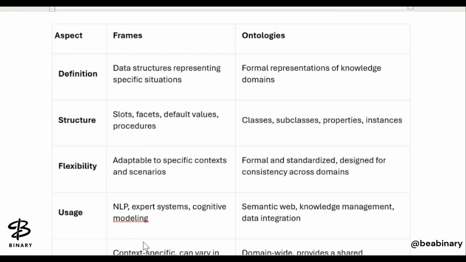So what is the ontology? It is basically organizing our knowledge to understand and reason about the particular domain here, right? In terms of a definition, we are talking about frames. Frames are the data structure representing a specific situation, or a specific instance of an object. We are talking here about object-oriented concepts, the class of the object, right? And in ontologies, we are talking about the formal representation of a knowledge domain.